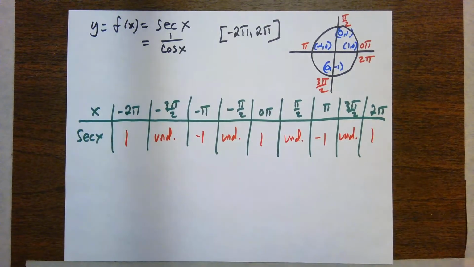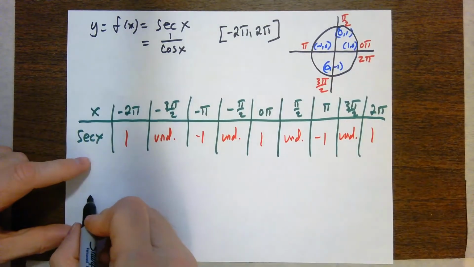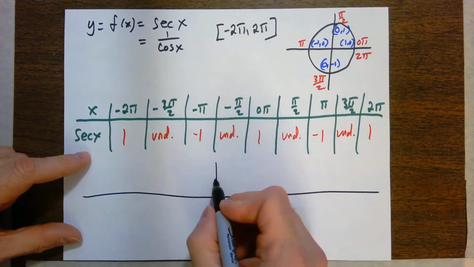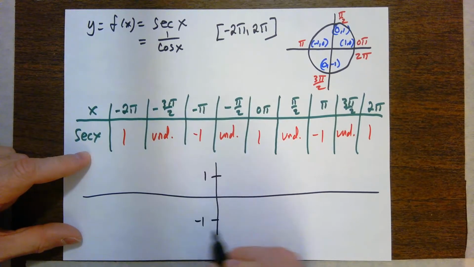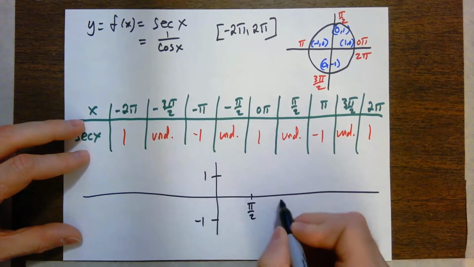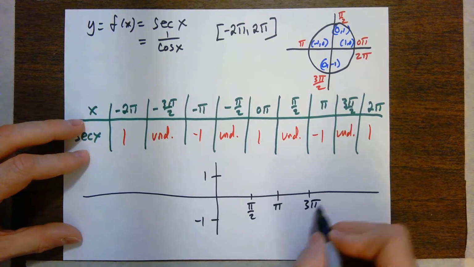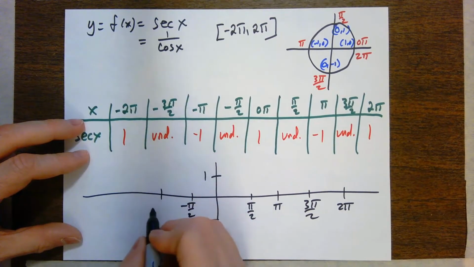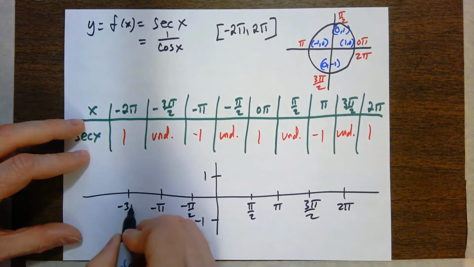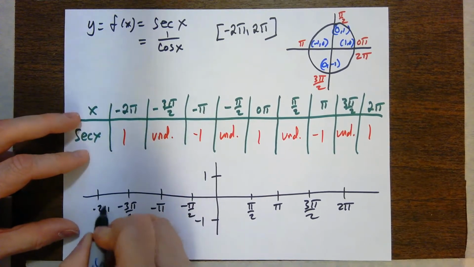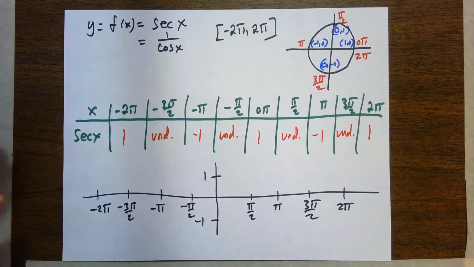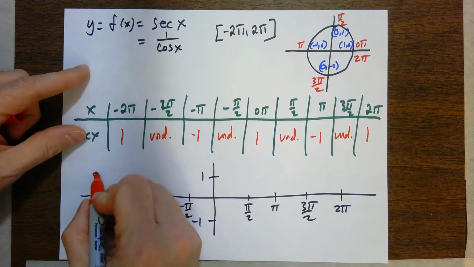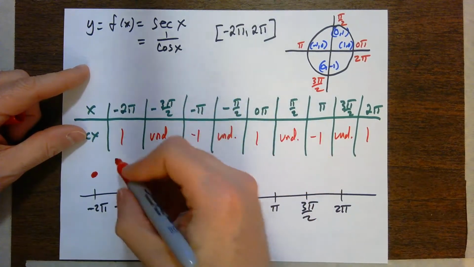Now let's see. What's the graph of this thing going to look like? Oh, that wasn't a very good straight line, was it? I notice I've got negative 1s and 1s here again. 1 and negative 1. So pi over 2, pi, 3 pi over 2, 2 pi, negative pi over 2, negative pi, negative 3 pi over 2, negative 2 pi. At negative 2 pi, it's 1. So that's right here. At negative 3 pi over 2, undefined.